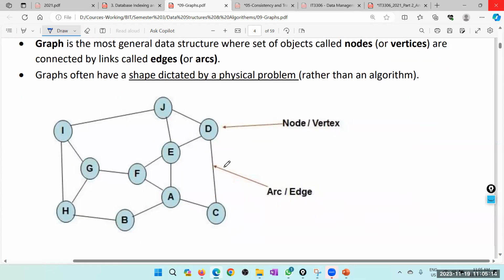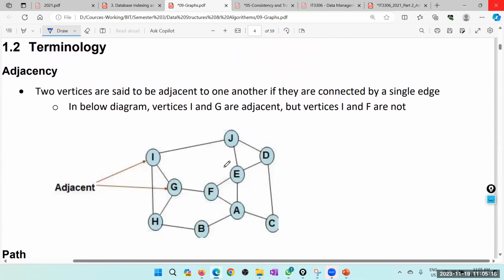But here you can have any number of edges, because there's no restriction saying this can be connected to only this much. Okay. And then we have a concept called adjacency. So these two nodes are adjacent nodes. That means those are interconnected by single edge. So I and J are adjacent, J and E adjacent, but clearly B and D are not adjacent. B and C are not adjacent, because B and C are not connected by single edge.